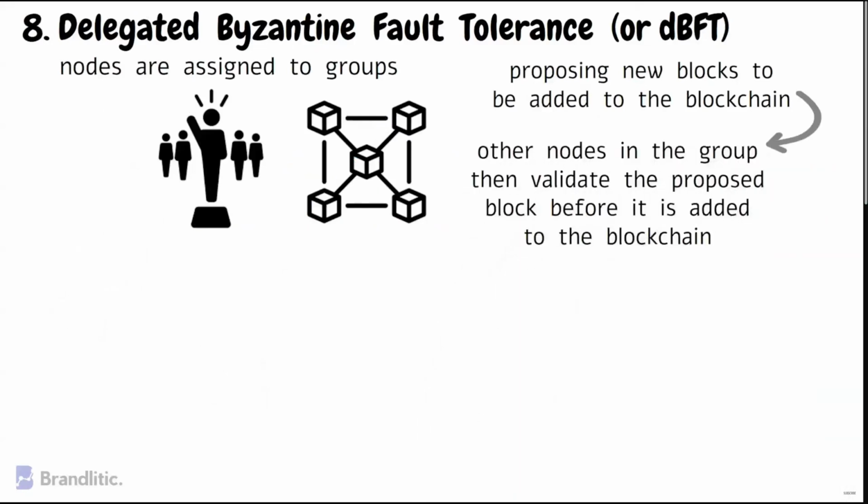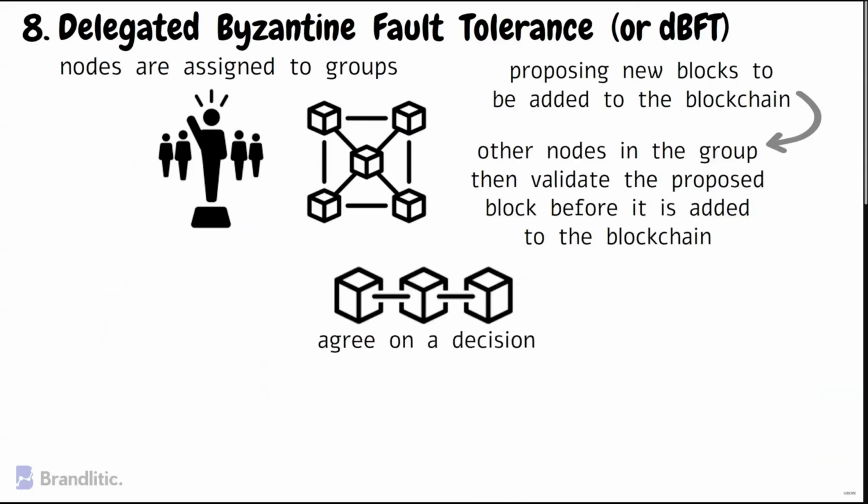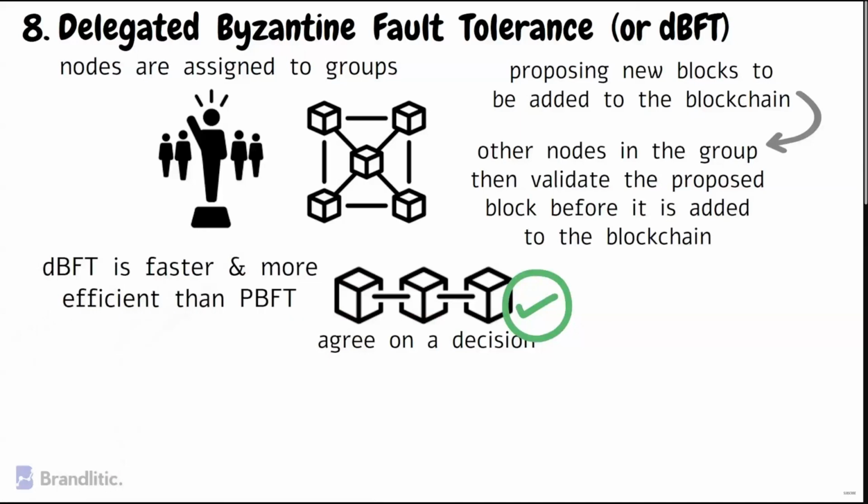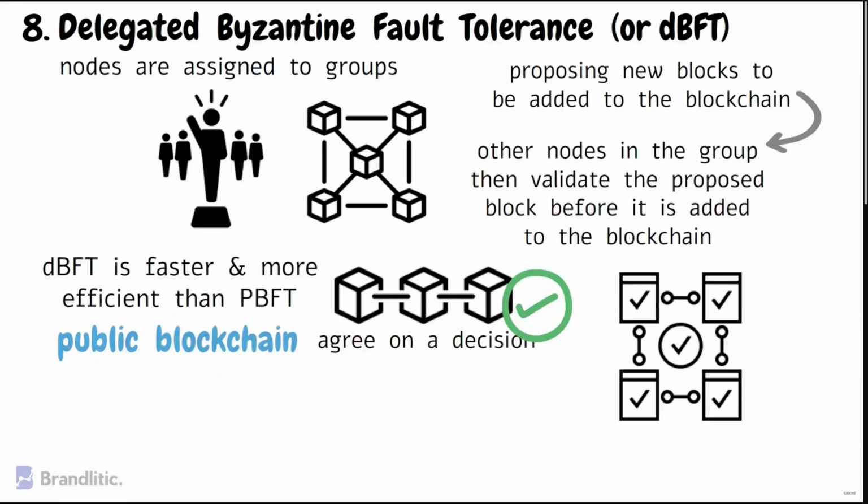This process reduces the number of nodes that need to agree on a decision, thereby making the consensus process faster and more efficient. Further, DBFT is generally considered to be faster and more efficient than PBFT due to its delegated network model. It can be particularly useful in a public blockchain network where fast transaction processing times and high throughput are important, while still maintaining a high level of security and reliability.